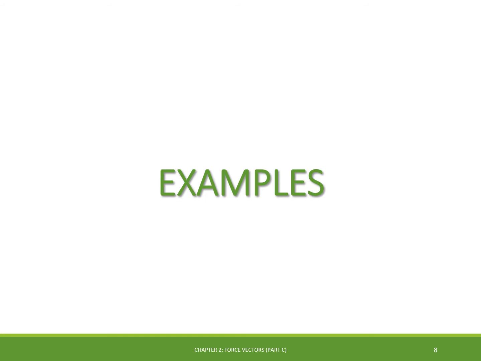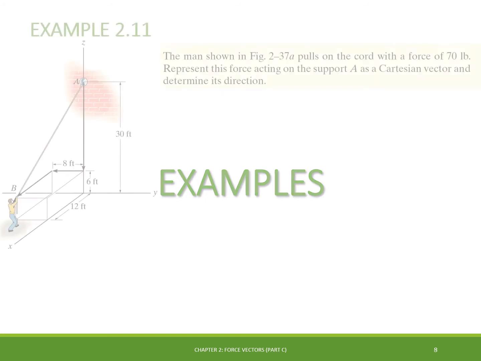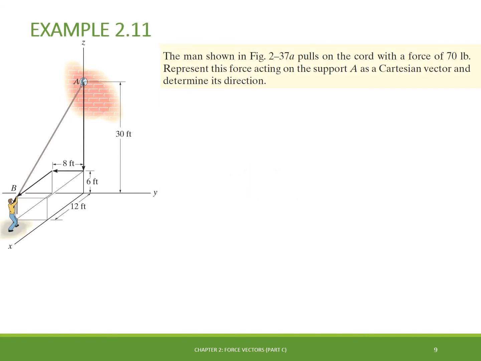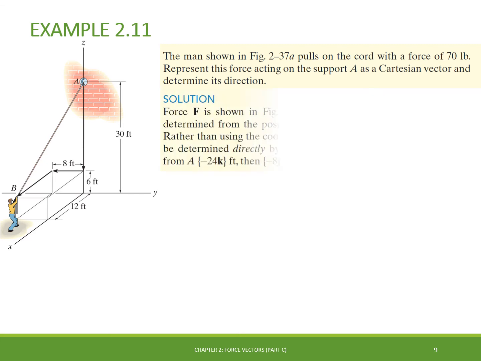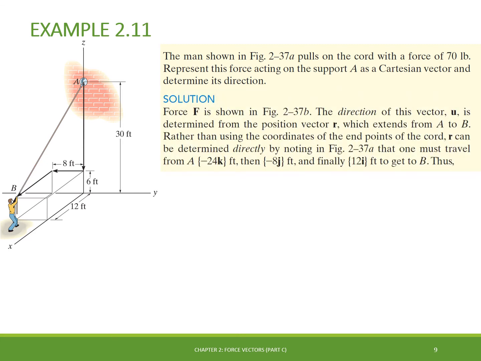Now we are ready to start working on some examples. In example 2.11, we have a man who is trying to pull on a cord with a force of 70 pounds. Then we are asked to represent this force acting on the support A as a Cartesian vector and determine its direction. This is the typical problem that gets easier to solve when we represent the length of the cord as a distance vector r extending from the point A to the point B, which is aligned with the force F. It's also convenient here to include the unit vector u aligned with both F and r.